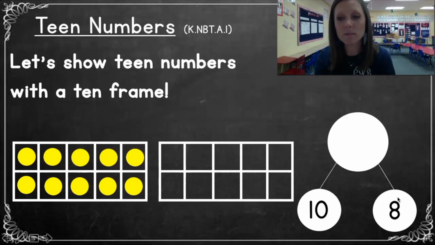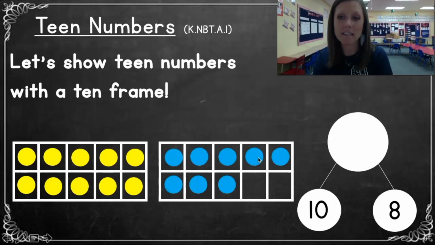This little circle, the 8, I think that means we've got to put 8 blue counters back on the second 10 frame. So I'm going to go ahead and do that. Let's check and make sure I did it, because 8 is smaller, or less than, 10. So I've got to make sure that I only put in 8. I don't fill up that 10 frame. 1, 2, 3, 4, 5, 6, 7, 8. Okay, I did okay on that one.